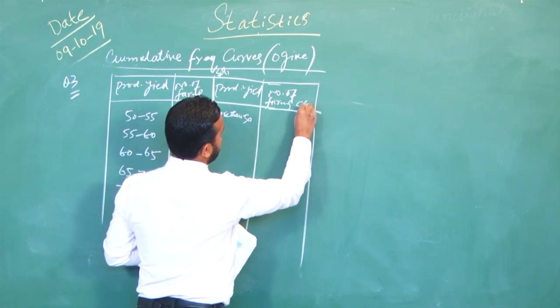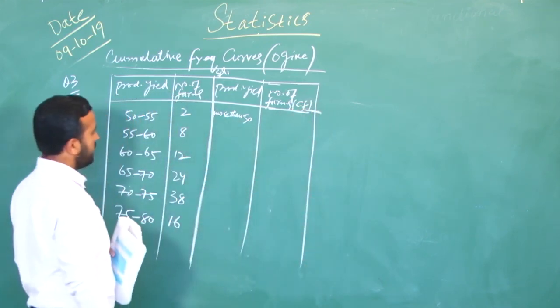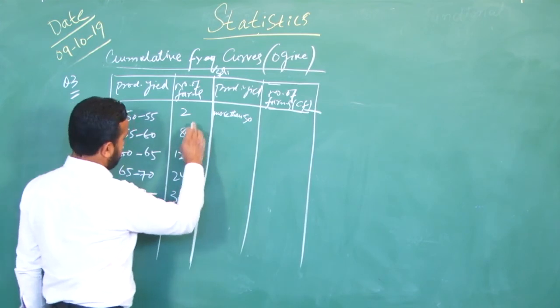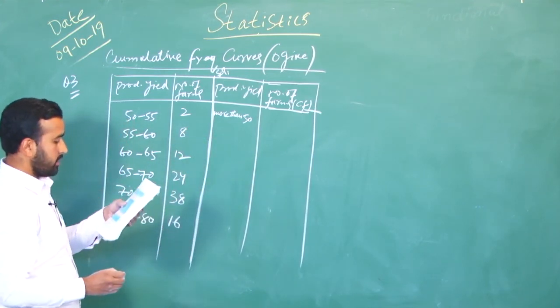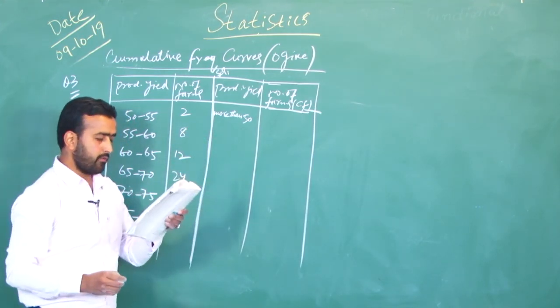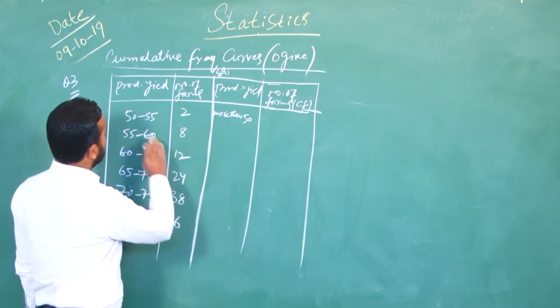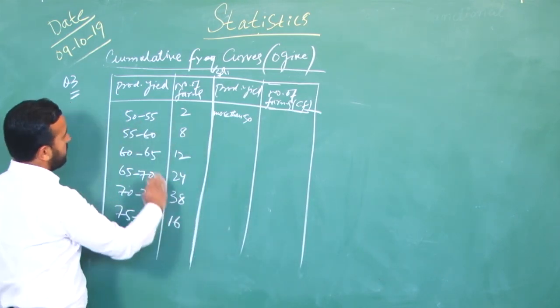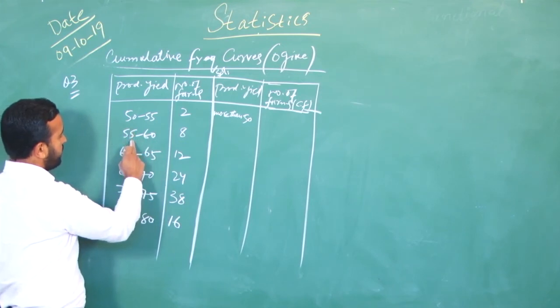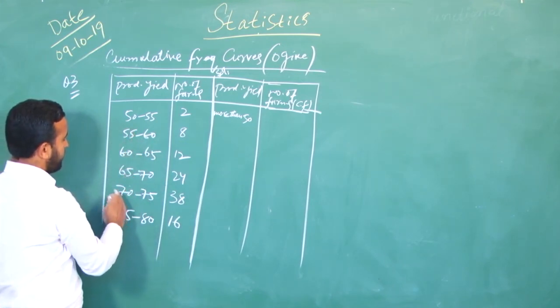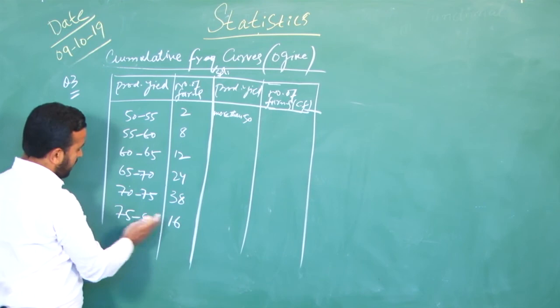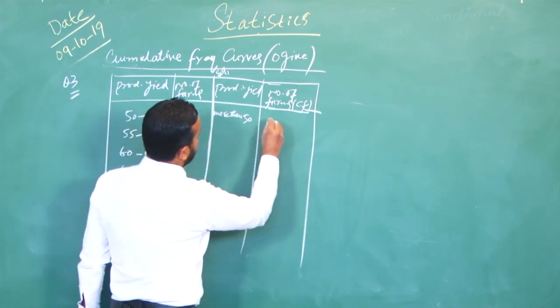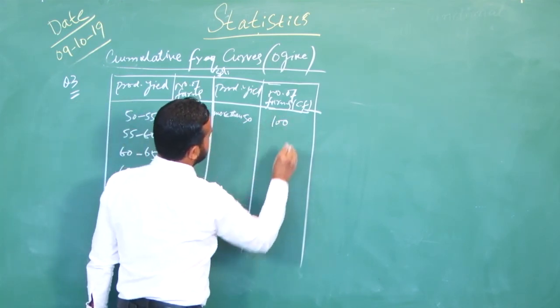The number of forms will be taken as the cumulative frequency. Then for more than 50, you can see the total number of forms. It is given in the question that the total number of forms is 100. So for more than 50, all these values will be included, that is more than 55, 60, 65, 70, and all these values up to less than 80. So for more than 50, we write 100 here.